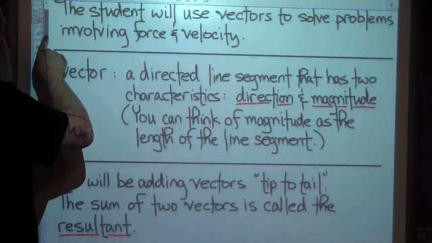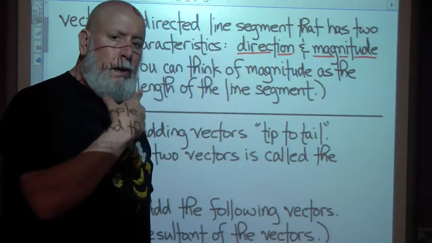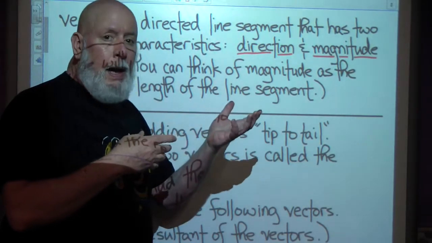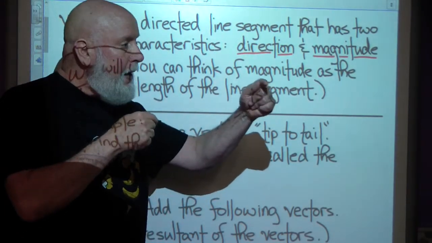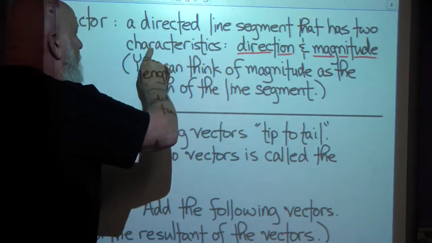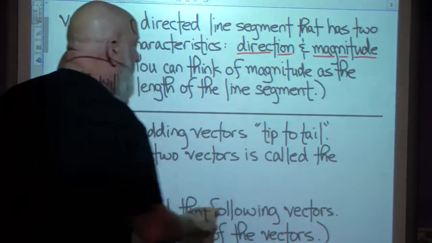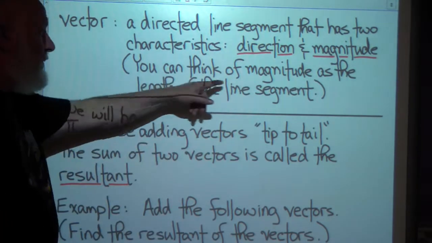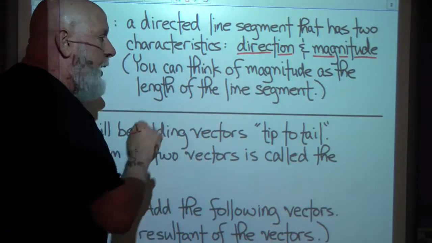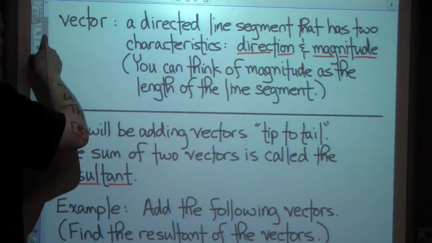Well, let's see what a vector is. A vector is a directed line segment. When you draw it, it's going to look a lot like a ray. It's going to be a line segment with an arrow on one end. But unlike a ray, it's got a finite length. A directed line segment has two characteristics. A vector has two characteristics, direction and magnitude. You can think of the magnitude as just the length of the line segment. Okay, and the little arrowhead is the direction of whatever force we're going to be talking about, or velocity.